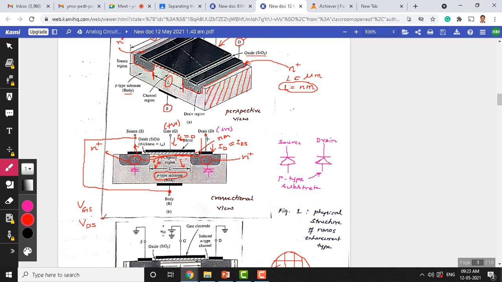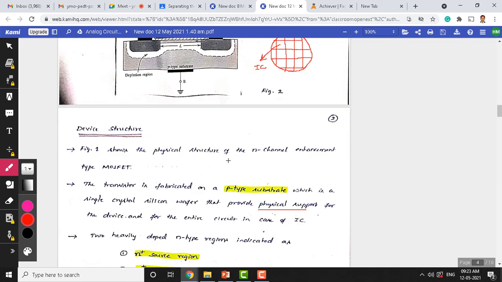Especially in NMOS, we connect drain to the positive voltage and source to the ground. That means the one which you connect to the ground becomes the source, and the other one which you connect to the positive voltage becomes the drain, since these two terminals are interchangeable.